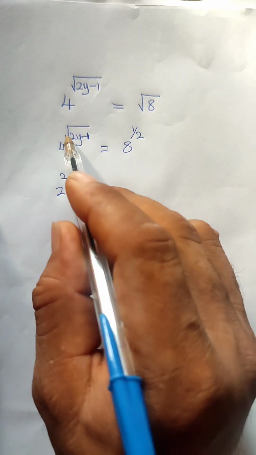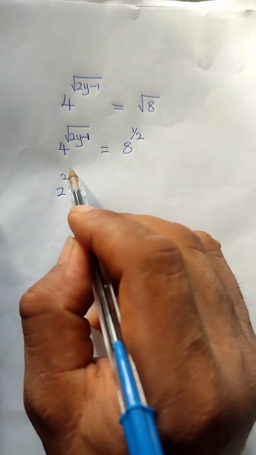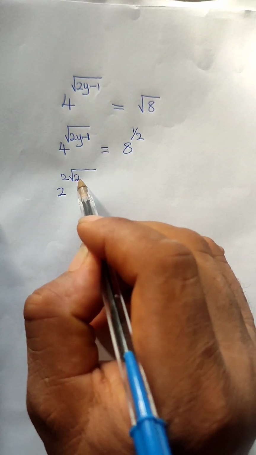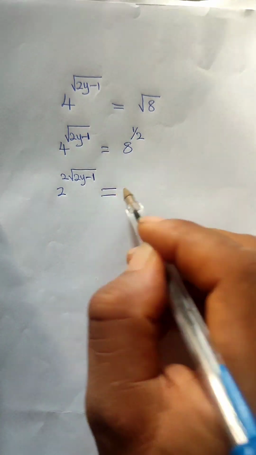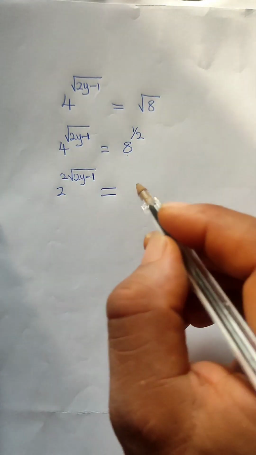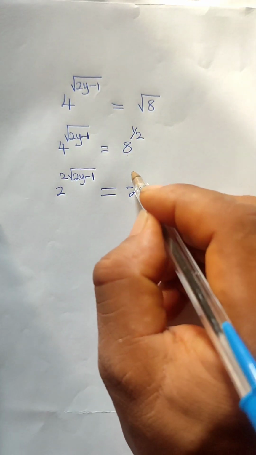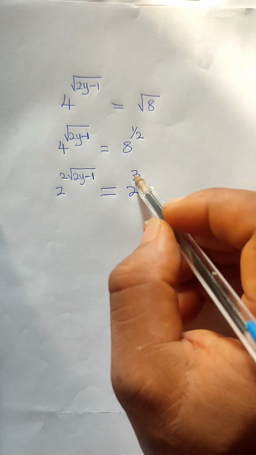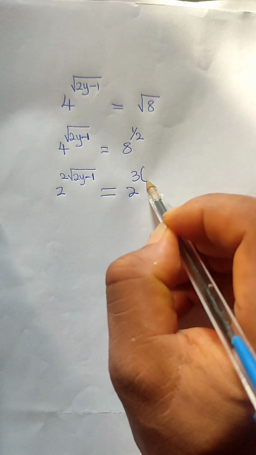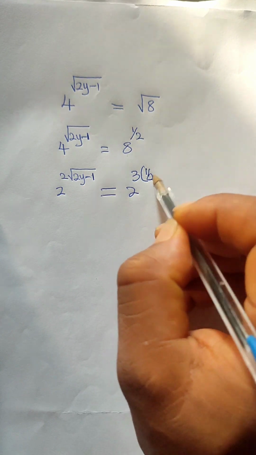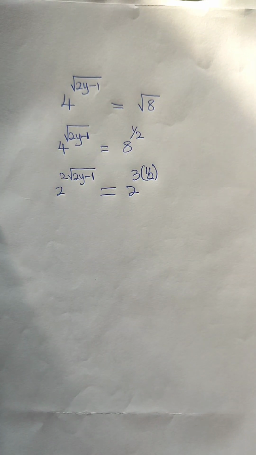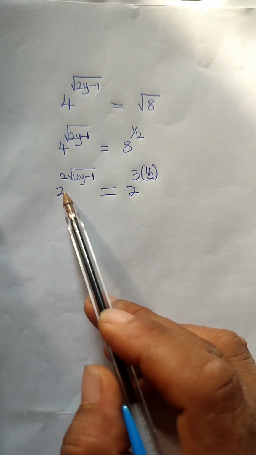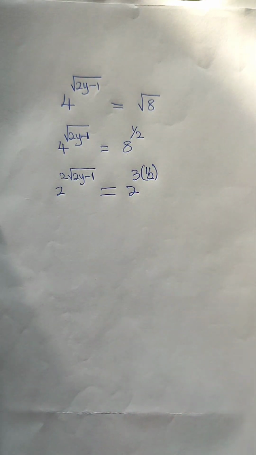Now let's multiply the whole of this by 2. It will give us 2 root 2y minus 1 equals 8, which is the same as 2 raised to power 3. Let's multiply it by the power half, which is multiplied by half in bracket. Having done this, you see we have achieved a common base on both sides of the equation.